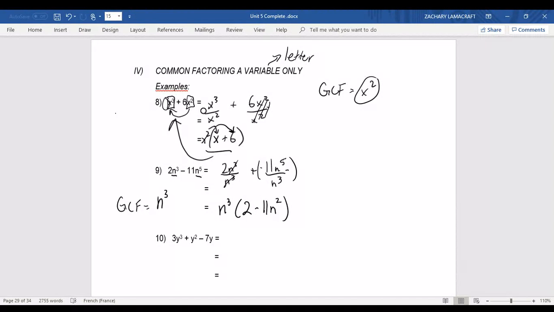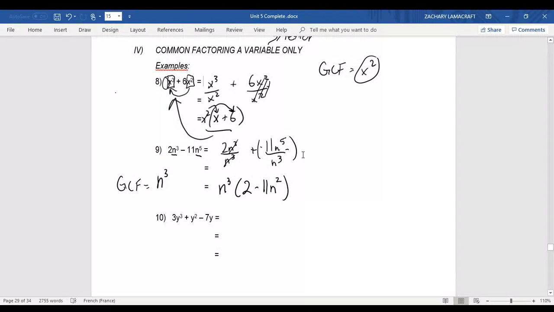All right. Last example here is a little bit trickier because it's got 3 terms. But once again, we know we're only using variables. If you look at all these numbers, 3, 1, and 7, they don't share any multiples. And that's what you need to look for each time. Since they don't share any multiples, but they do share variables, we can work with that.